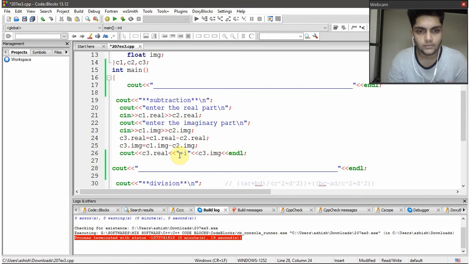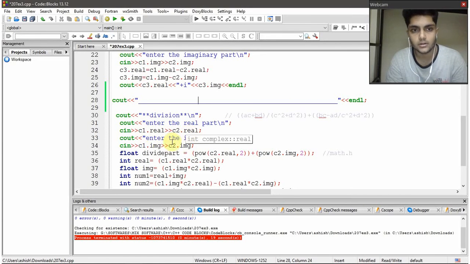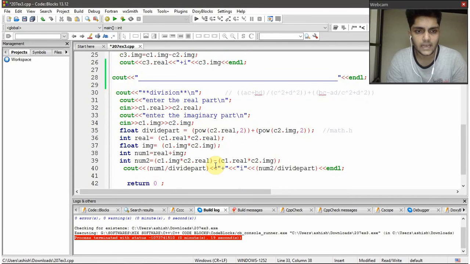And now we will perform our division. So here also I have given some cout statements, that is first I have asked the user to enter the real part, that is c1.real, and secondly c2.real, and then I have asked the user to enter the imaginary part, that is c1.img and c2.img. So here we have to declare some more variables which will make our calculation easy, because division of a complex number is a complex process.